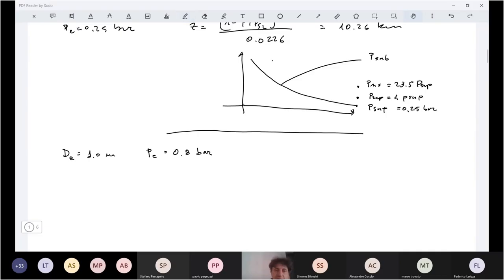We observe that burning time is 100 seconds, and we know that it's a missile of such a kind that we expect gamma of the order 1.2 and C star of the order 1500 meters per second. From trajectory, we understand that the thrust will increase of 10% from sea level to burnout.